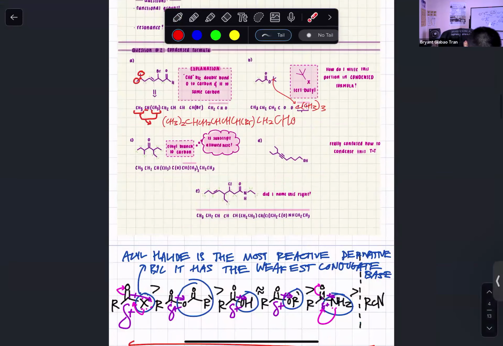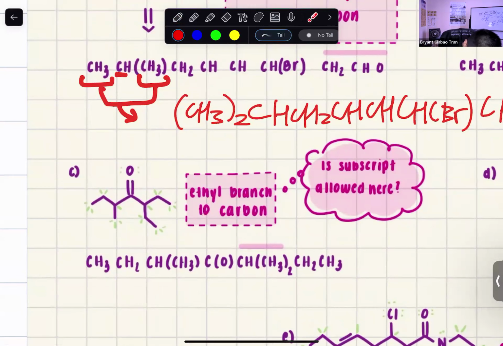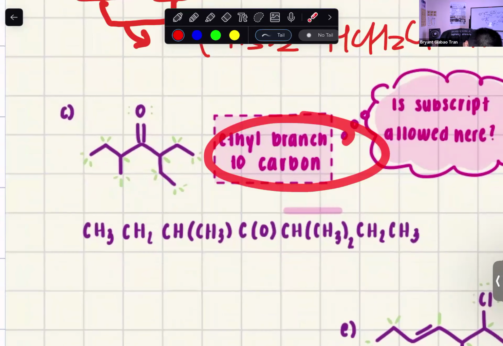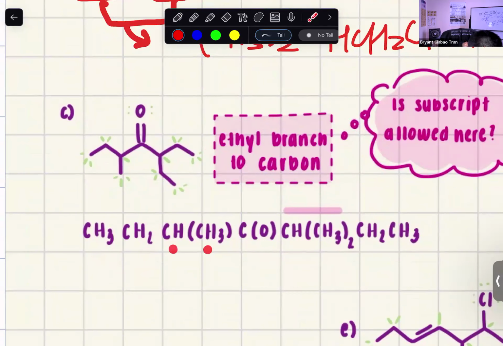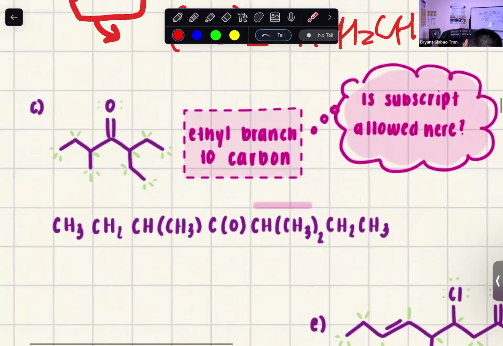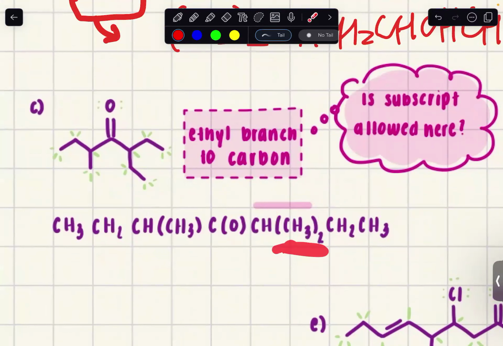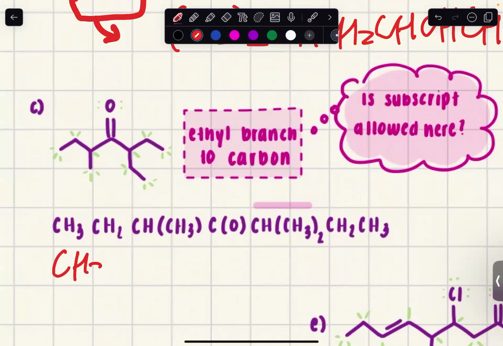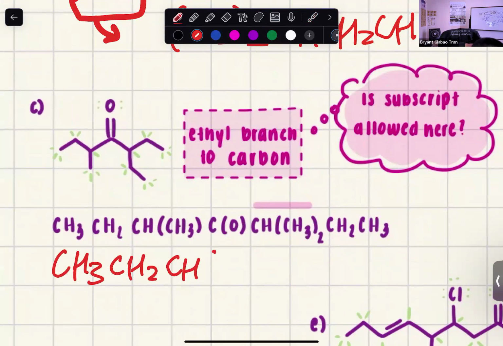Okay, next one. Ethyl branch to carbon. Is subscript allowed here? Yes, the subscript is allowed here. CH3, CH2, CH, CH3, CO, CH, right. Where did this come from? I think I may have tried to show that it was an ethyl. Oh, ethyl, CH, CH3, CO, CH. That's right.